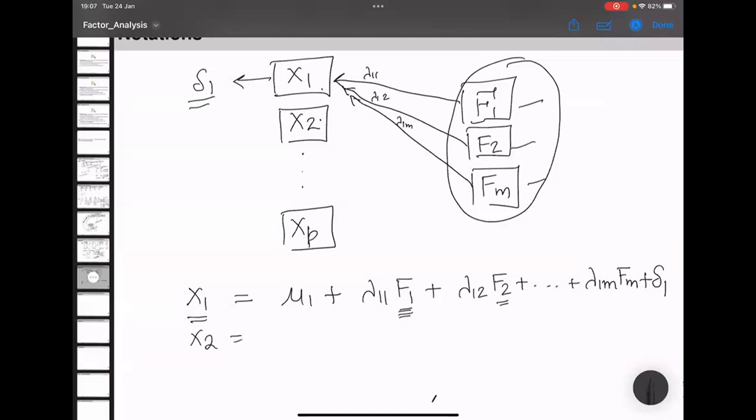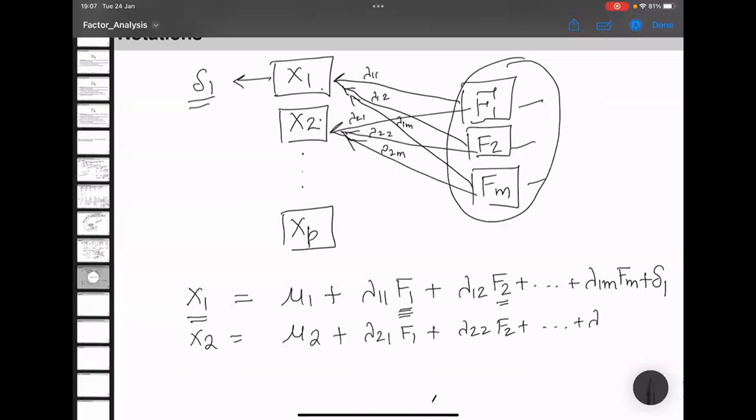Similarly, for X2, we can write down mu2 plus, now, how much F1 is contributing to X2, how much F2 is contributing to X2, and how much FM. FM is the mth unobservable. So it will be represented by lambda 21, lambda 22, and lambda 2m. So it is lambda 21 F1 plus lambda 22 F2 plus lambda 2m FM, plus the error term, delta 2.